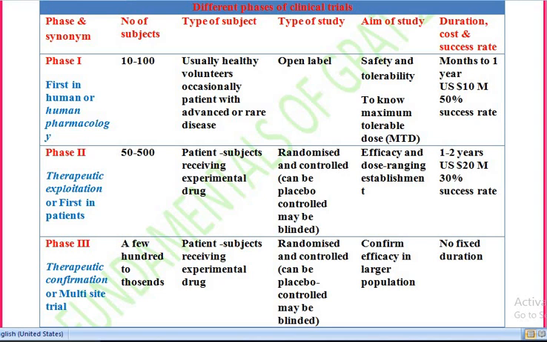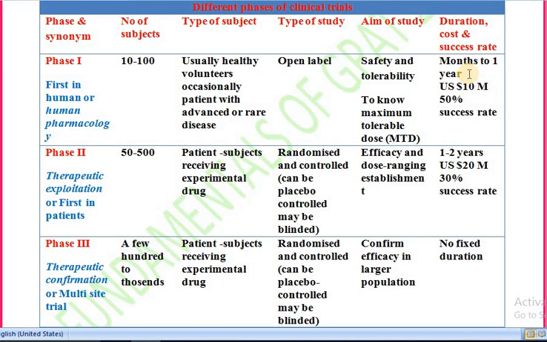So what type of study involved? That is open label study. It is done for safety and to know the safety, tolerability and to know the maximum tolerable dose. So principal aim of phase first clinical studies, that is safety, tolerability and to know the MTD, that is maximum tolerable dose. Then what is the cost, duration and rate of success?